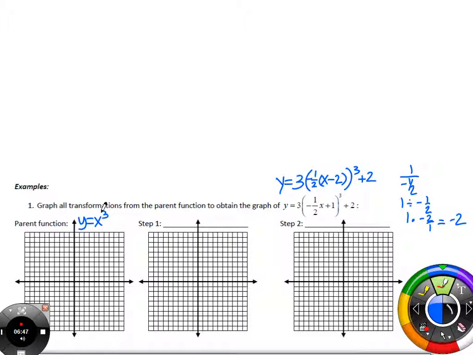Okay? So what I'm going to do is leave it like this, and recognize that the negative, the 1/2, and the -2 are all horizontal changes that I'm going to have to do to the graph, where the 3 and the +2 at the end are vertical changes that I'm going to perform on the graph. So when I look at that, here's what I see. My parent function is y equals x cubed. Then in each step, I'm going to go through and do different transformations in order to obtain the final graph. So again, I want to have memorized that parent function that we talked about.